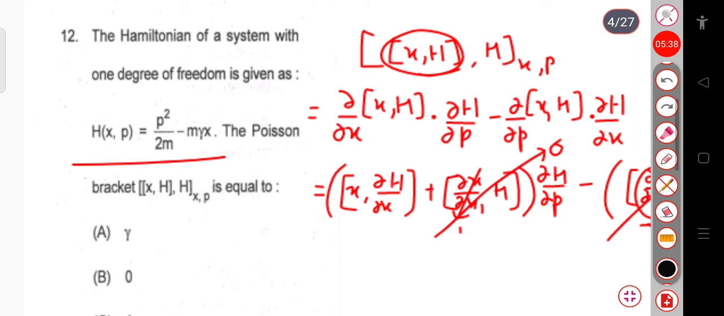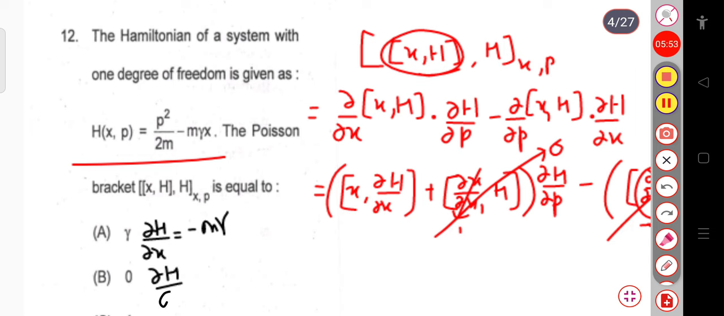So now if I calculate for this, ∂H/∂x is equal to minus mγ, because it is the partial derivative we are considering, so that will be minus mγ, and for ∂H/∂p, if I calculate, this is equal to, for p²/2m, that is 2p/2m, the 2 gets cancelled, that will be simply p/m, and this minus mγx term goes to 0.